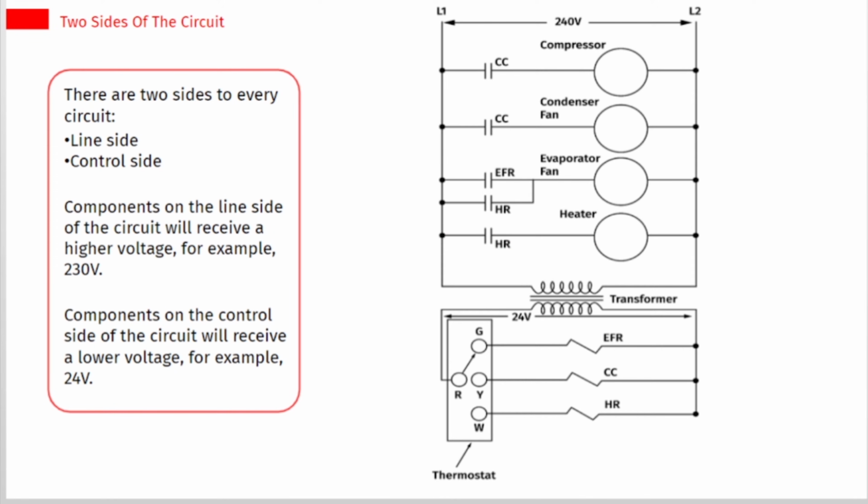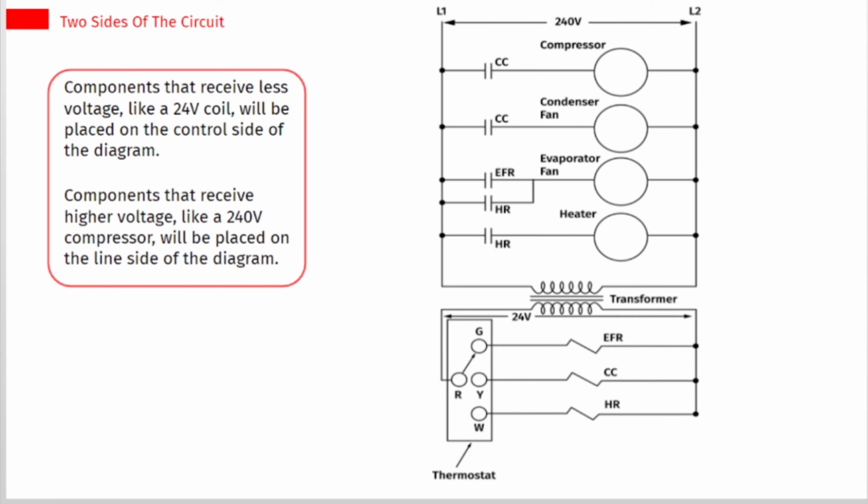There are two sides to every circuit. Line side. Control side. Components on the line side of the circuit will receive a higher voltage, for example, 230 volts. Components on the control side of the circuit will receive a lower voltage, for example, 24 volts. Components that receive less voltage, like a 24 volts coil, will be placed on the control side of the diagram. Components that receive higher voltage, like a 240 volts compressor, will be placed on the line side of the diagram.